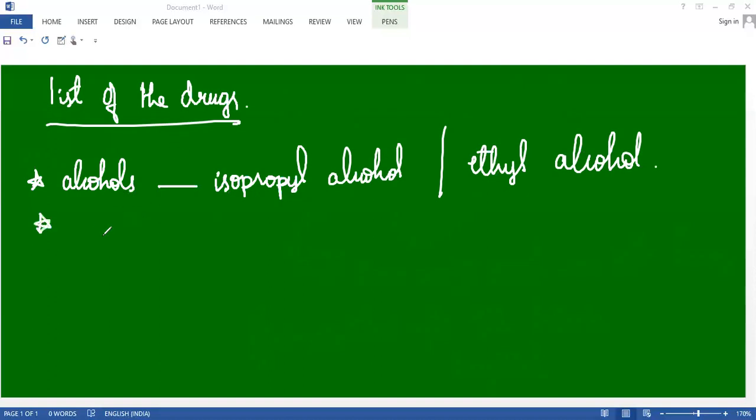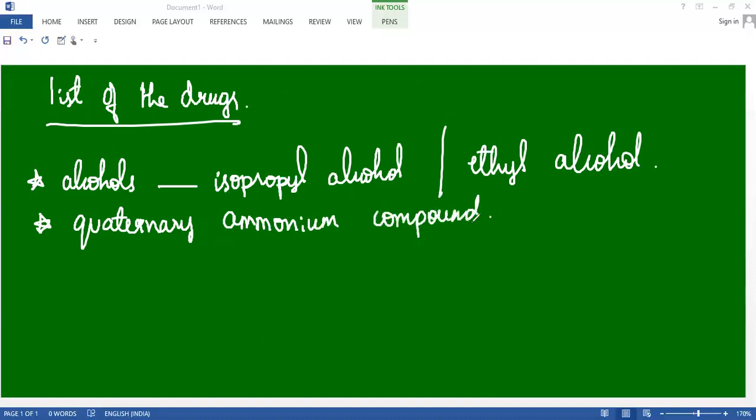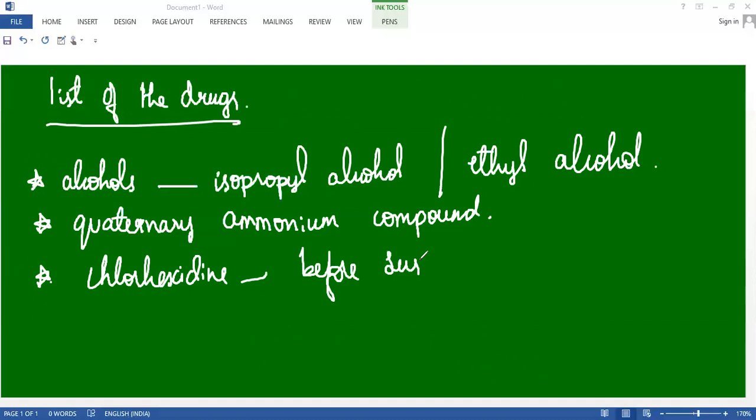And then next we have quaternary ammonium compounds. These are antiseptics. That one we have to remember. Then we also have chlorhexidine. This is used before surgery. Before surgery, this antiseptic is used.